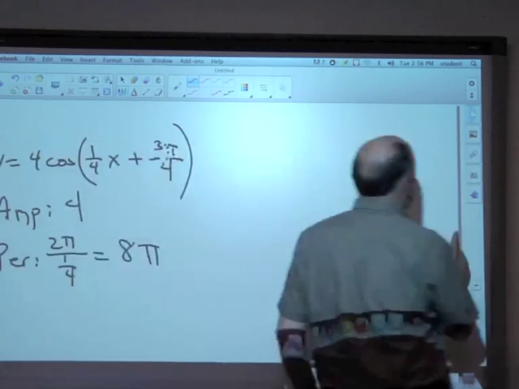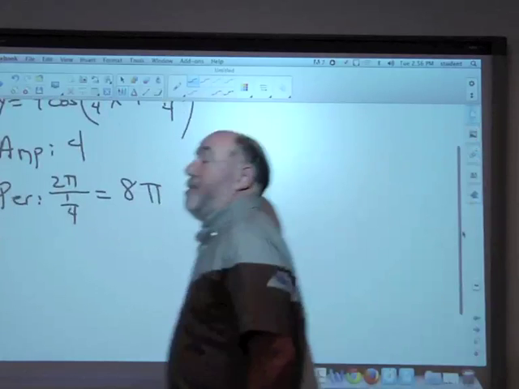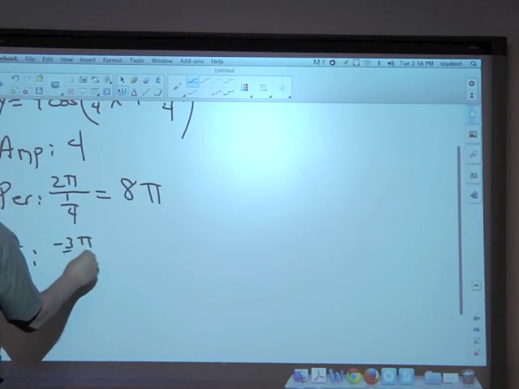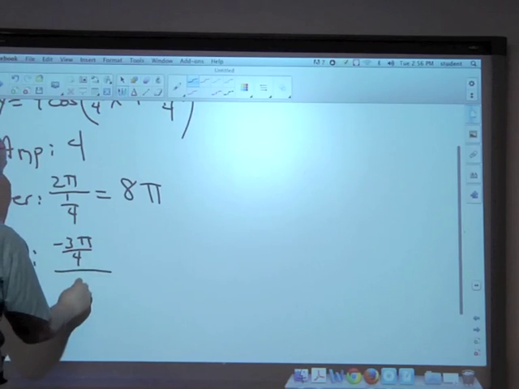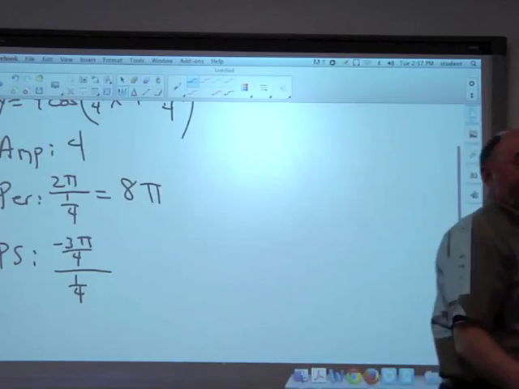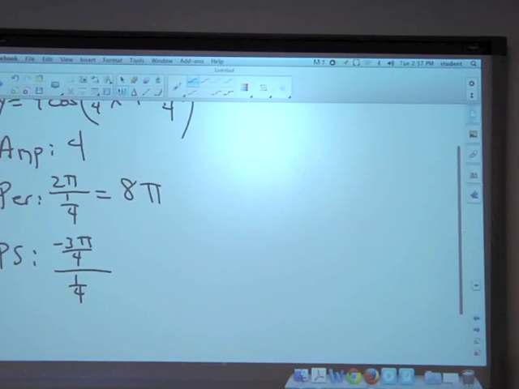And then lastly, the phase shift. The phase shift here is going to be negative 3 pi over 4 divided by 1/4. And again, why is it negative? Because of the way the original equation is defined, bx minus c, in order for that to be a positive number, c itself had to have been a negative number. Okay. What does that simplify to? Negative 3 pi. Negative 3 pi is correct.